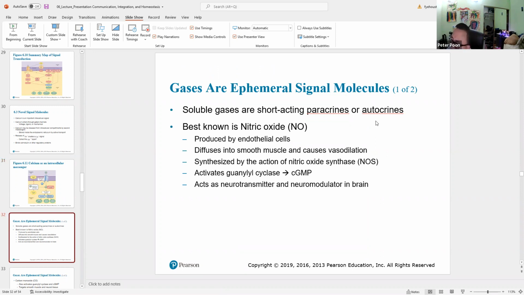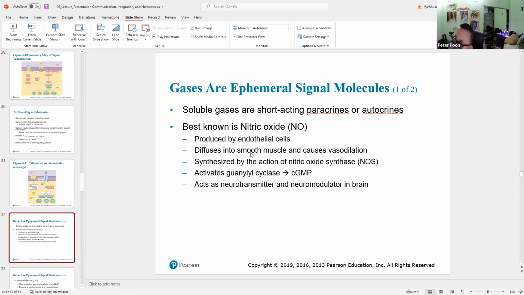Gases are short-term acting molecules. The best known is nitric oxide. It gets made and used right away. It is synthesized by nitric oxide synthetase, and that diffuses into smooth muscle and causes vasodilation.